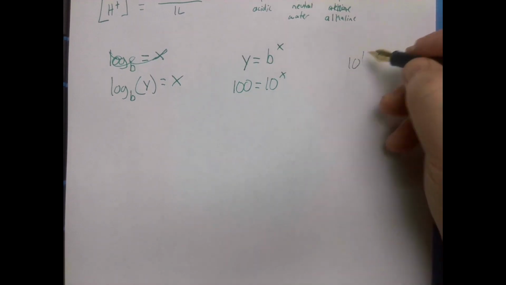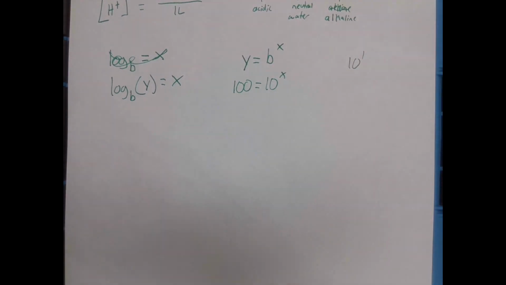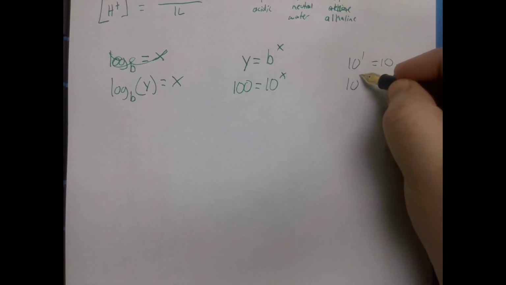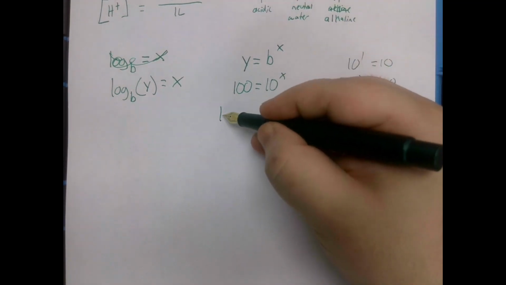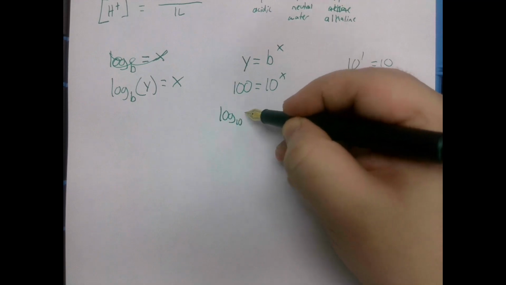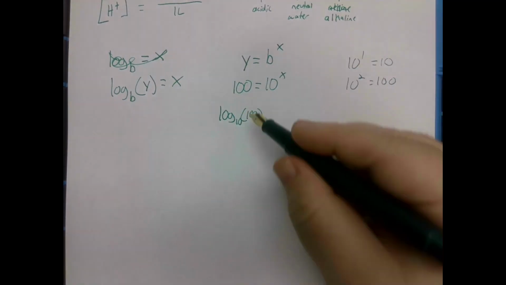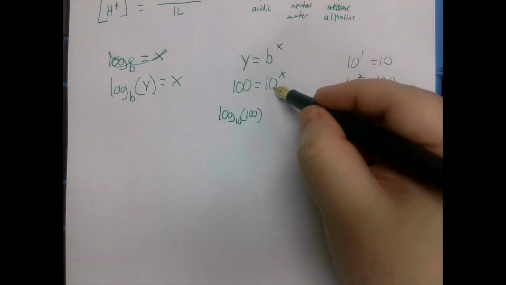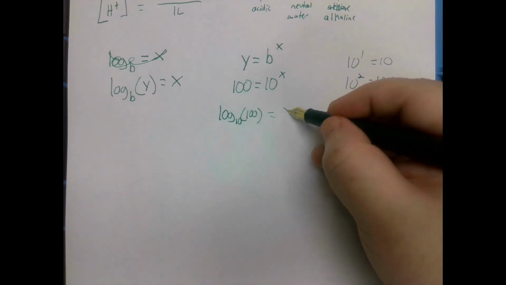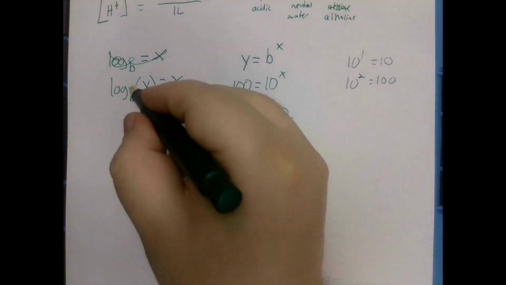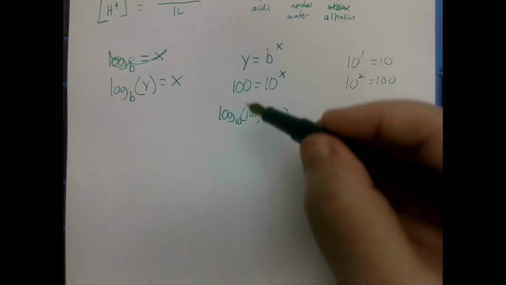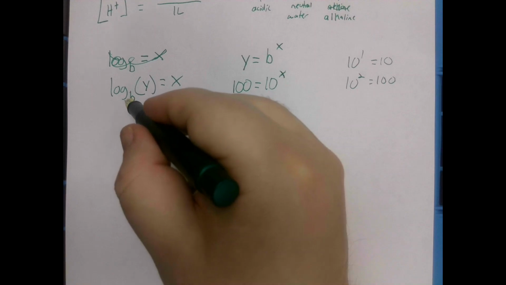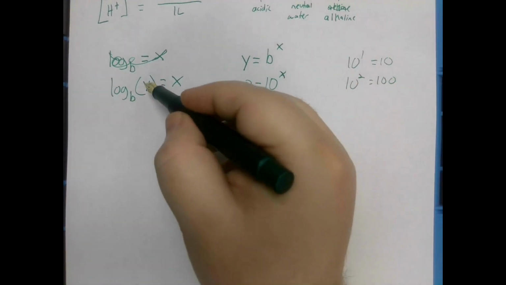Well, what is 10 to the first power? 10. What is 10 squared? 100. So if I do log base 10 of 100, so here's my b, here's my y, I would get 2. A logarithm is a way of finding what this x is over here. The question: what power raised to the base would produce your y?